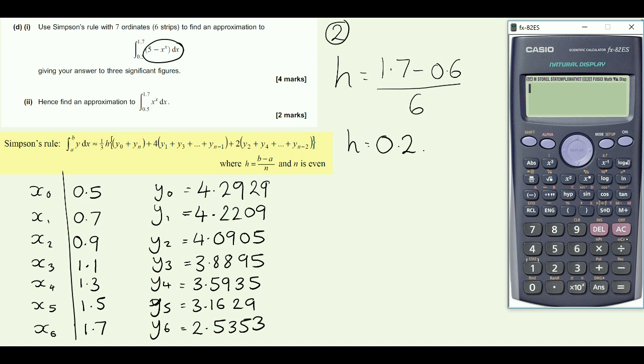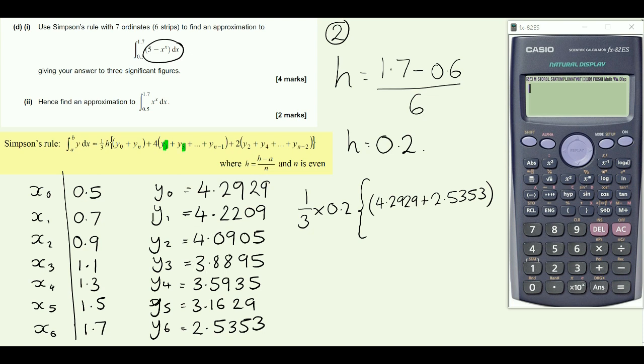So then we need to actually apply Simpson's rule to this. Simpson's rule, taken from the formula book, is 1/3 times h, so in this case 1/3 times 0.2, and then big curly bracket for the first and the last. So the first and the last is going to be 4.2929 plus the last one, 2.5353.